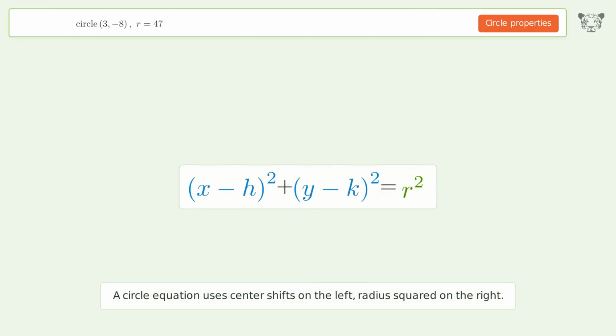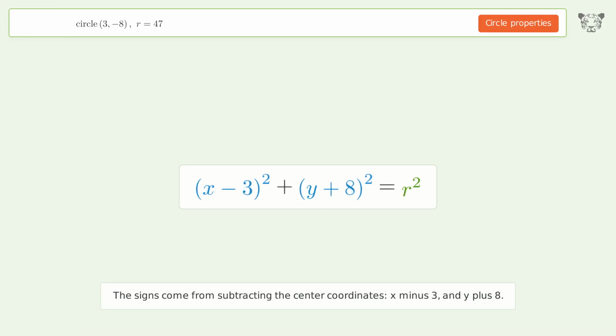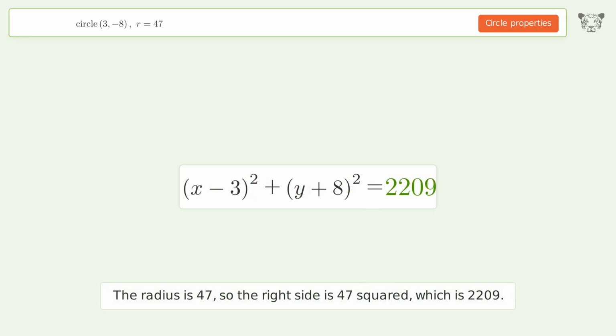A circle equation uses center shifts on the left, radius squared on the right. The signs come from subtracting the center coordinates, x minus 3, and y plus 8. The radius is 47, so the right side is 47 squared, which is 2209.